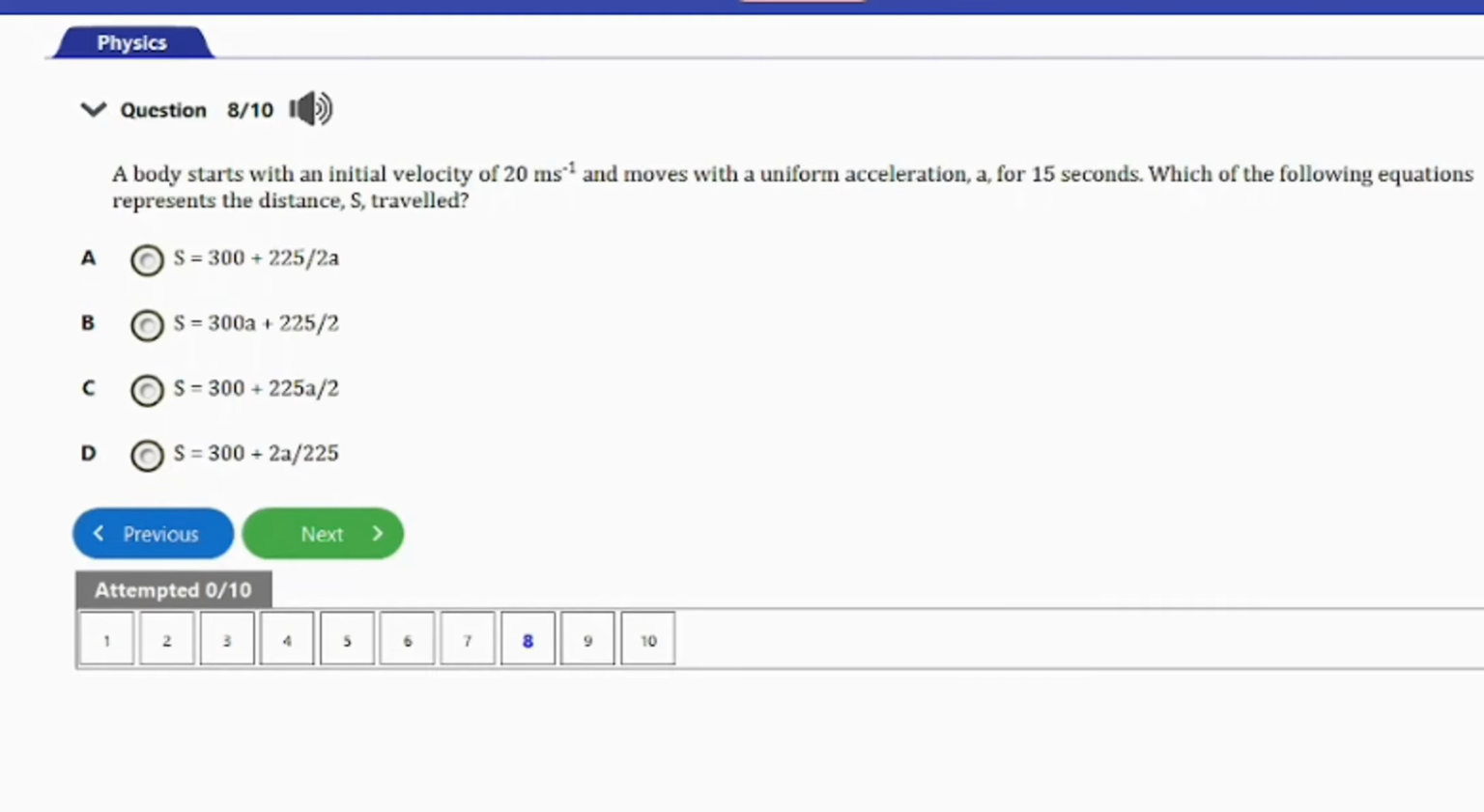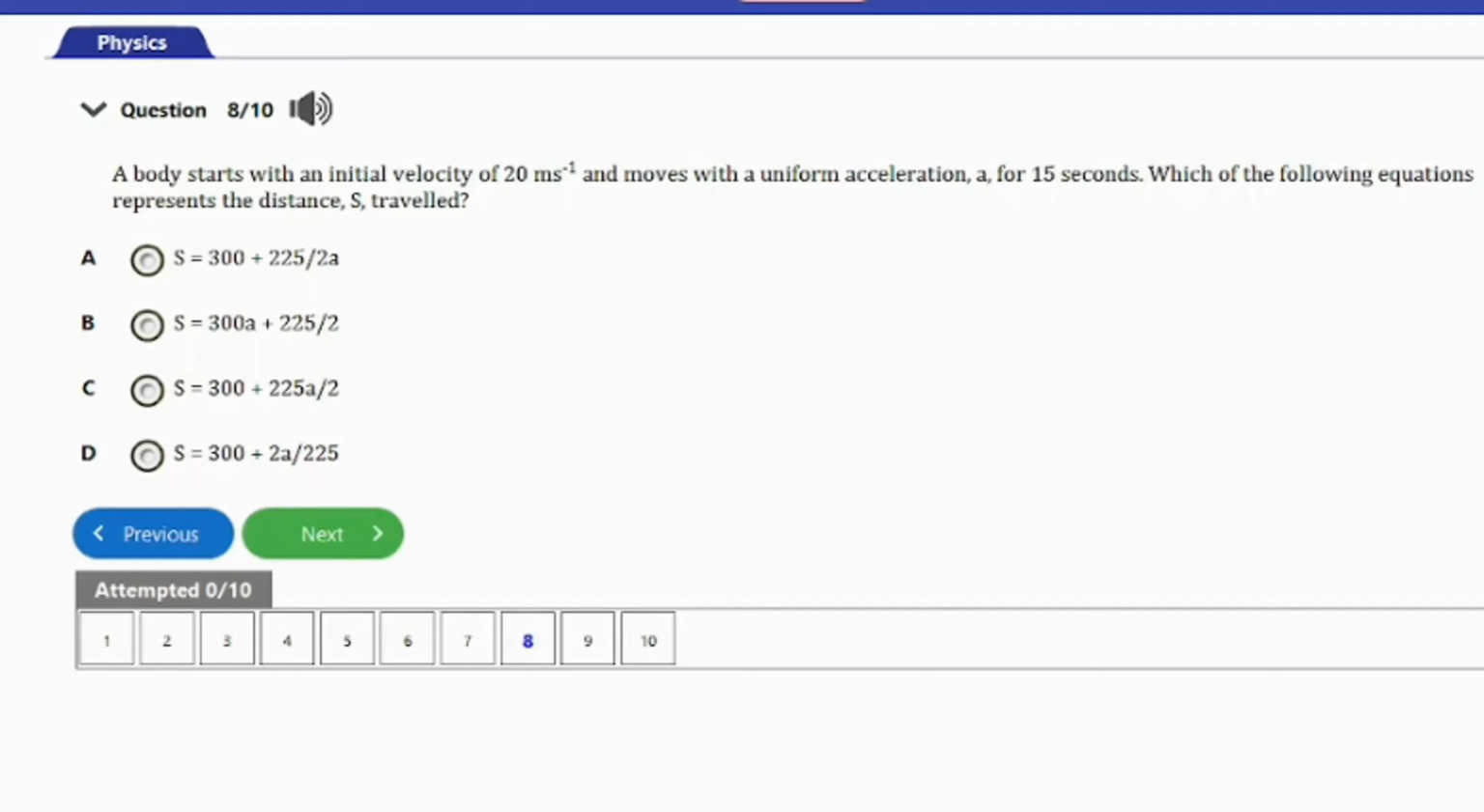Alright, so guys, the next question we have here is question number 8. It says, a body starts with an initial velocity of 20 meters per second and moves with a uniform acceleration a for 15 seconds. Which of the following equations represents the distance s traveled?